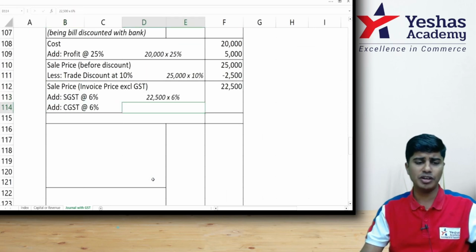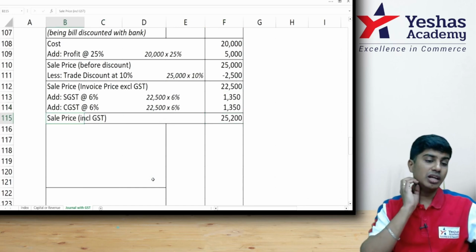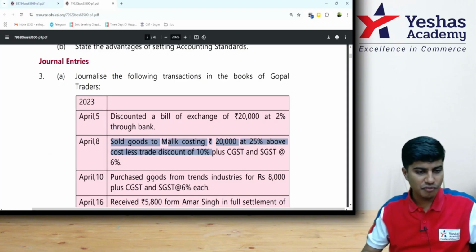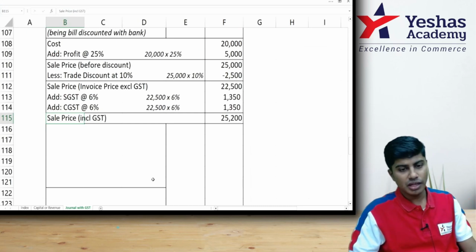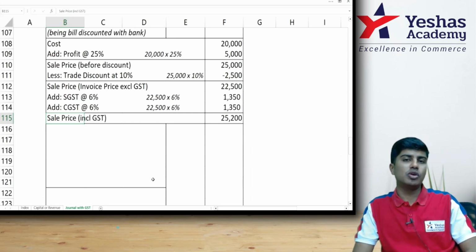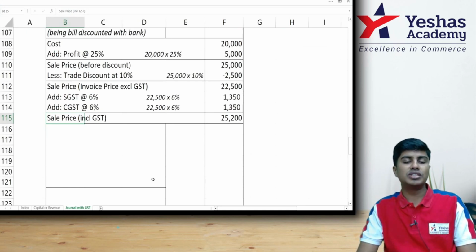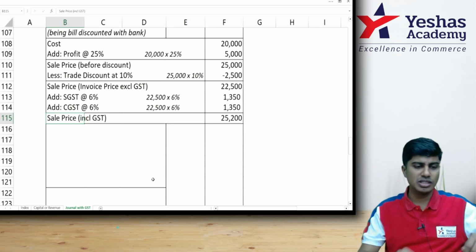Compute 6% of 22,500. This comes to 1,350 each. Add them up, you will get 25,200 to be the amount including GST. So from my customer, the name of the customer is Malik, I am supposed to collect 25,200. In 25,200, the amount collected towards the goods is 22,500. The amount collected towards GST is 1,350 plus 1,350, which is 2,700.